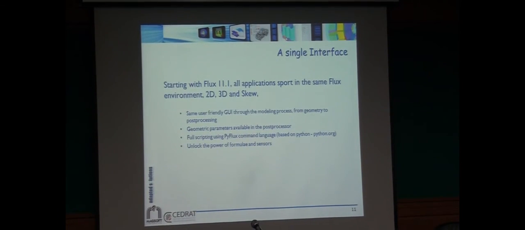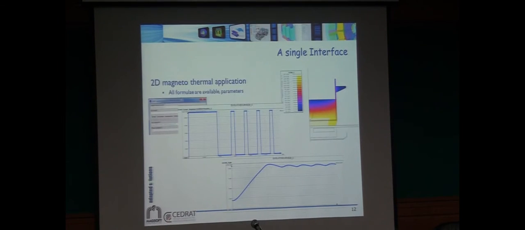Because we are in the same interface, now we can use sensors from the beginning to the end. So if we have some conditional event, we'll be able to look at the value of a current and switch on or switch off, something we could not do before directly in Flux. We had to go through a third-party product. And now the 2D is also brought back inside the same environment. So this is a picture of the post-processing.